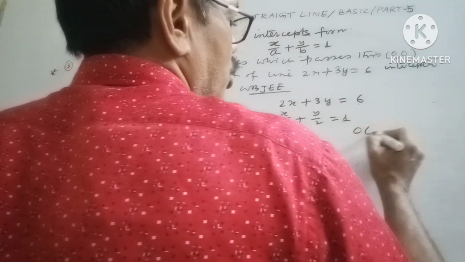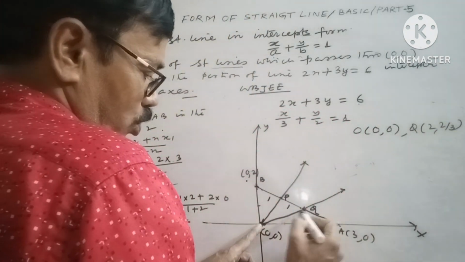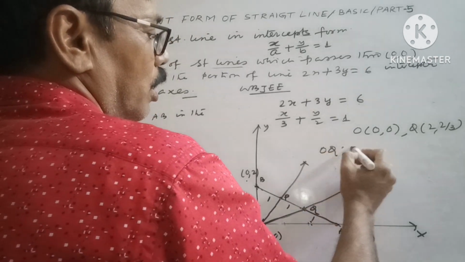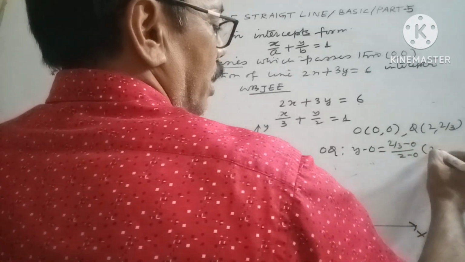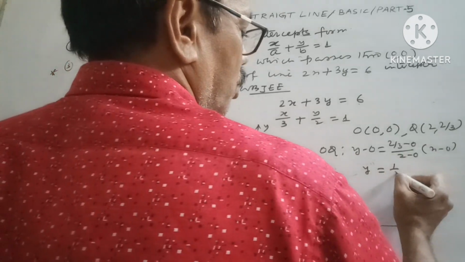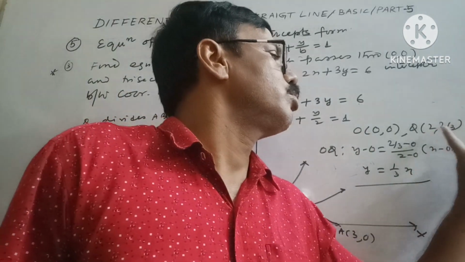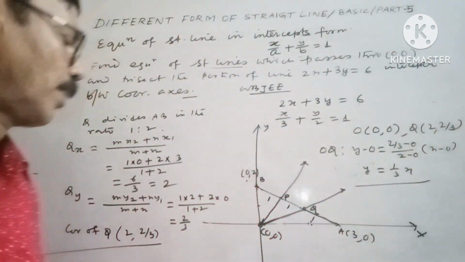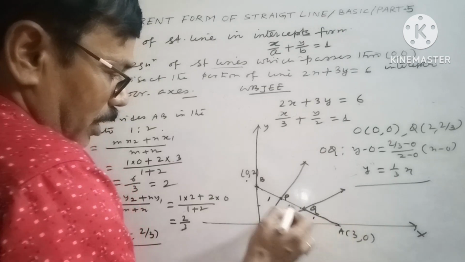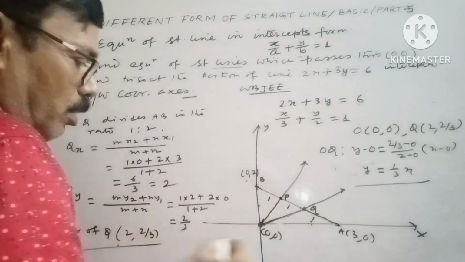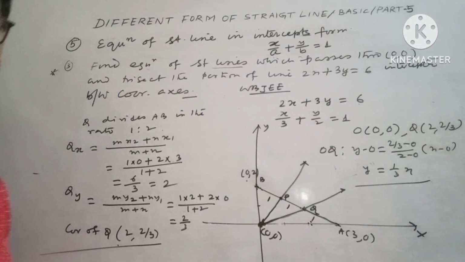So, O is (0, 0). Q is (2, 2/3). Now, use the 2-point formula. For OQ: (y minus 0) by (2/3 minus 0) equals (x minus 0) by (2 minus 0). Or you can write y equals mx and it passes through (2, 2/3), find m. Similarly, you find the coordinate of P. P divides AB in the ratio 2 is to 1. Then find the coordinate of P and the equation of OP.